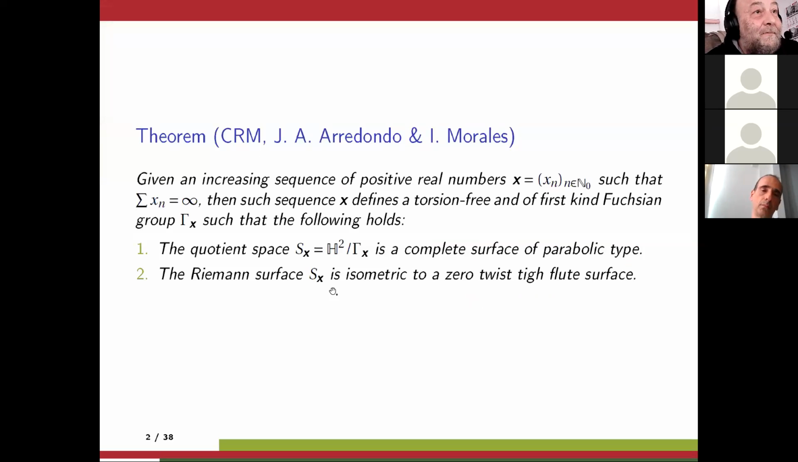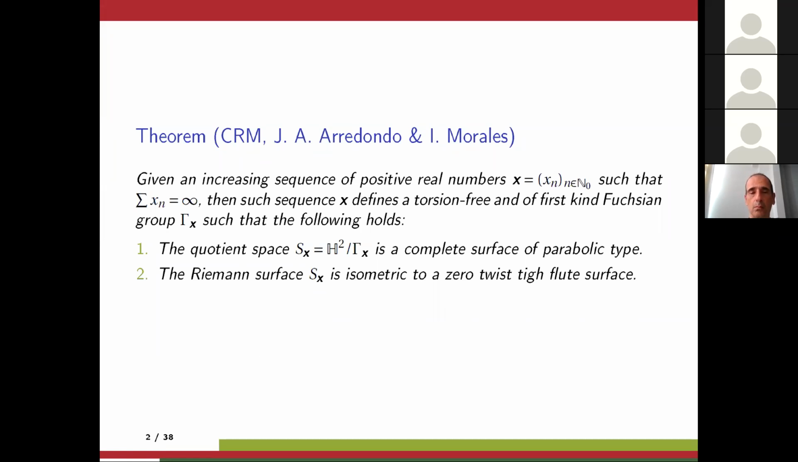Okay, I got it. Given an increasing sequence of positive real numbers, suppose its associated series diverges. Then such a sequence defines a torsion-free Fuchsian group of the first kind, Gamma_x, so that the following conditions hold. The first one, the quotient space X, given by the hyperbolic plane by the Fuchsian group Gamma, is a complete surface of parabolic type. The second one, the Riemann surface S_x is isometric to a zero twist type flat surface.